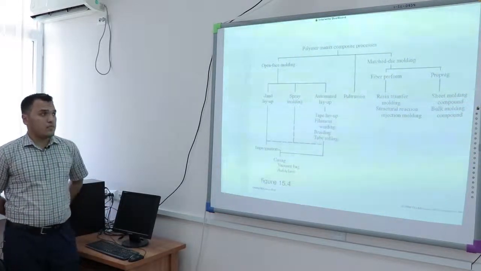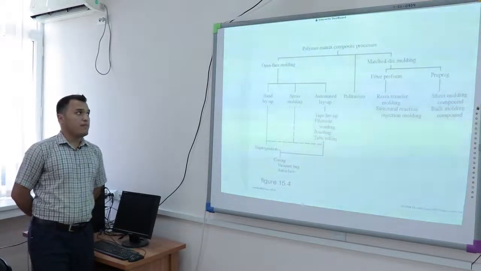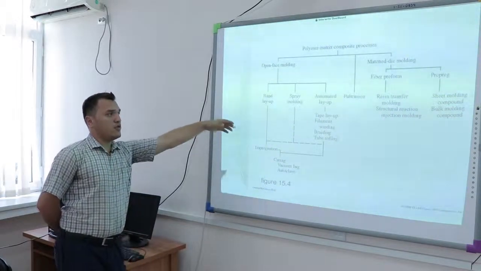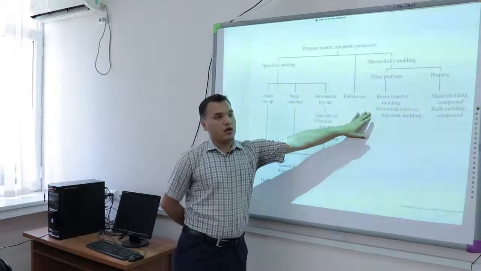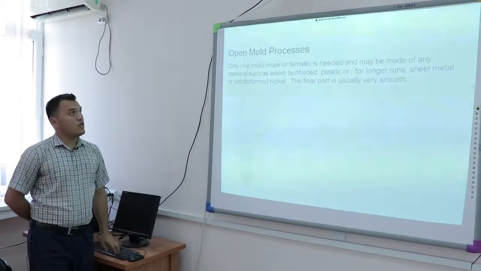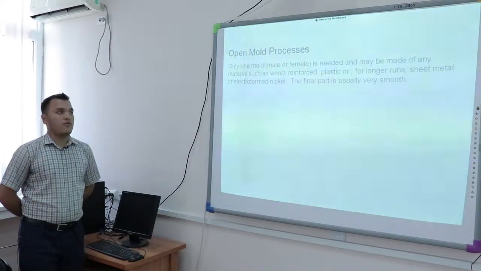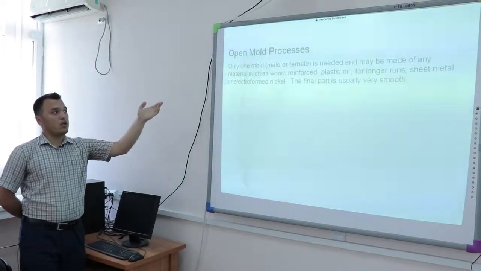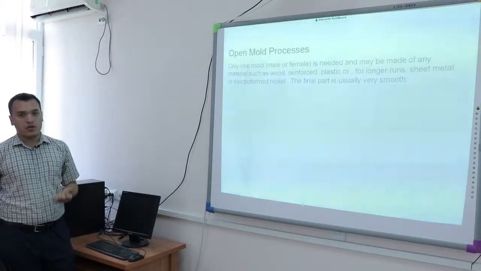And there is a structural composite polymer matrix process. Some processes are open mold, hand lay-up, and spray-up. We have some of these here, but we don't have some others, like spraying or molding. Open mold requires only one mold, male or female, and may be made of any material, such as wood, reinforced plastic, sheet metal, or electroformed nickel. We can use all materials, and we can make some composite materials if we need.